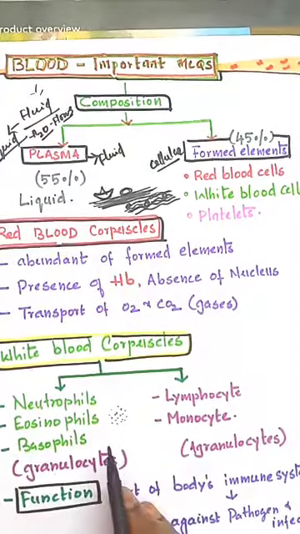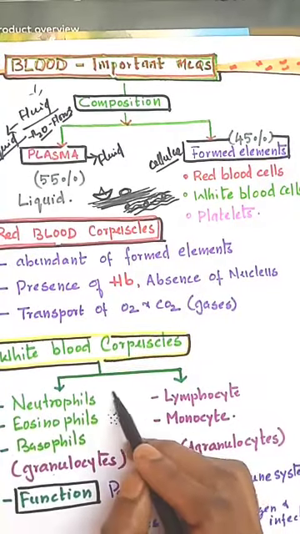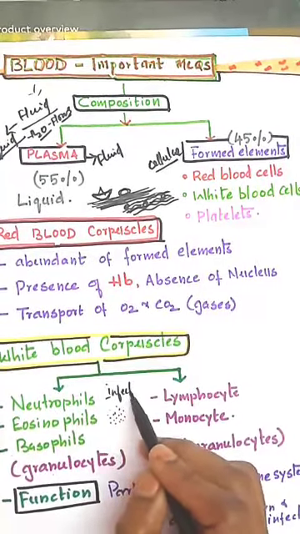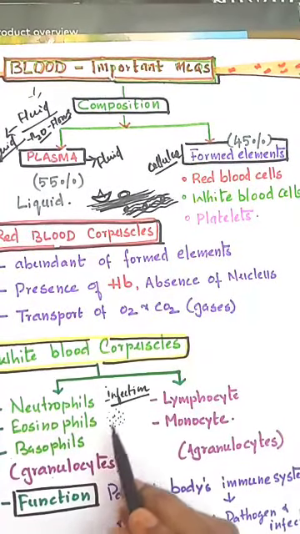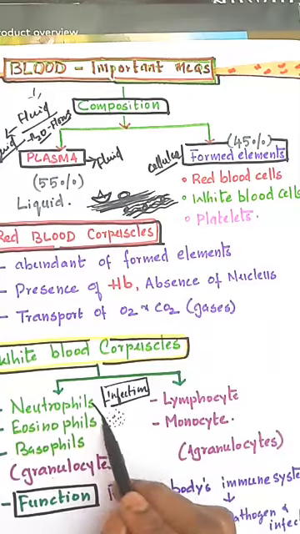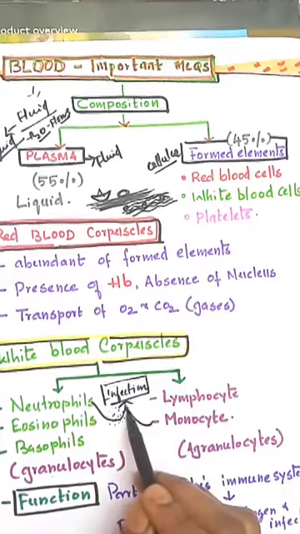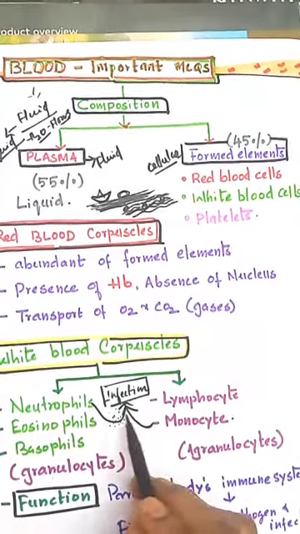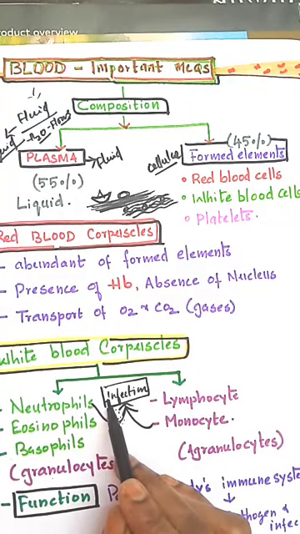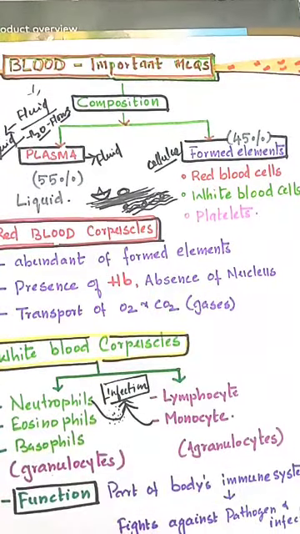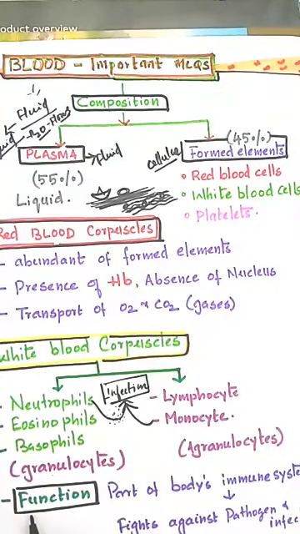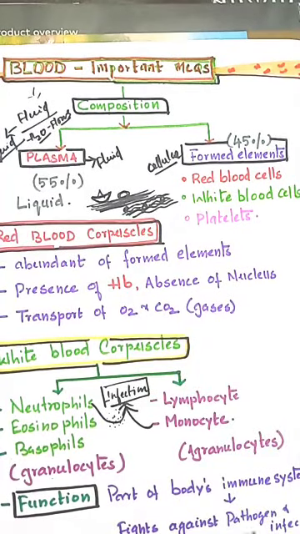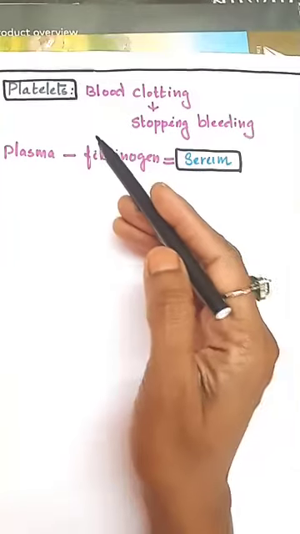There is one important question in this. When there is an infection at the site of injury, who are the first to travel to the site of infection? The neutrophils and the monocytes. They are like the soldiers of the body. They assemble at the site of infection and try to fight against the pathogen and the infection. So the important function of this is that it forms a part of the body's immune system, that is, it fights against pathogens and infections.